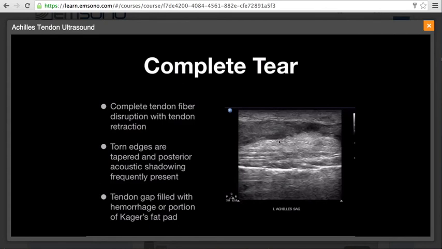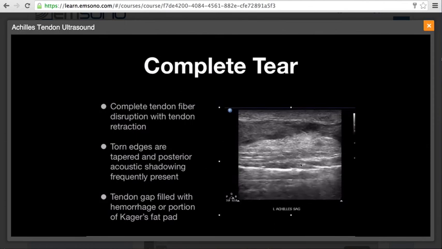Now here's an example of a complete tear. So with a complete tear, you're going to have complete disruption with tendon retraction. Now the torn edges will be tapered, and you may even see some posterior acoustical shadowing present. And in some cases, that tendon gap is going to get filled with either hemorrhage or a portion of Kager's fat pad. It's important to recognize what fills in the area between the complete disruption, since operative versus non-operative management will be based on how the tendon will oppose in plantar flexion.